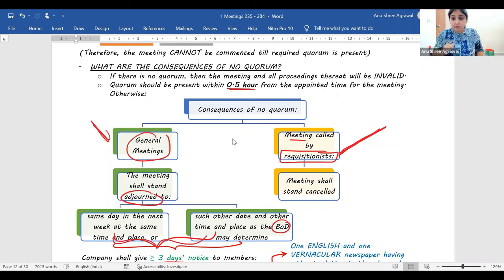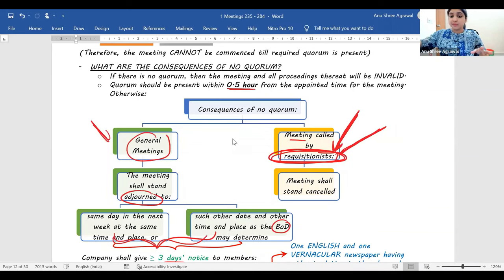then we will see what kind of a meeting it is. Was it a meeting called by requisitionists? Vijay was asking, who are requisitionists? Requisitionists are something which you will be learning in EGM. So right now I'm not going into that EGM discussion. We will anyways discuss it.